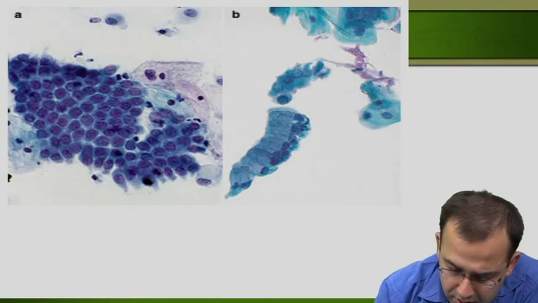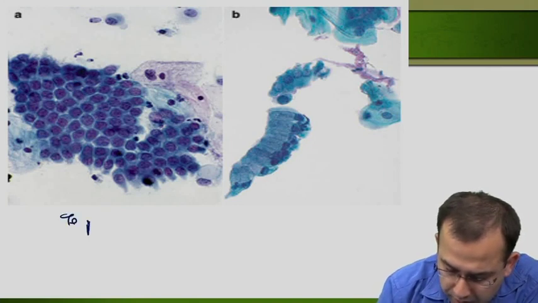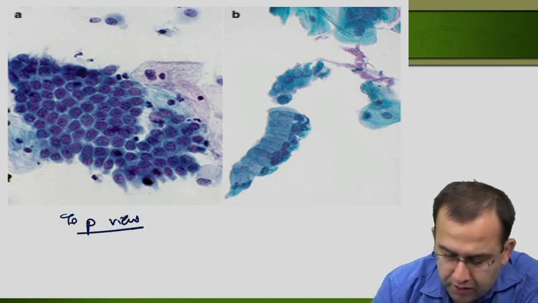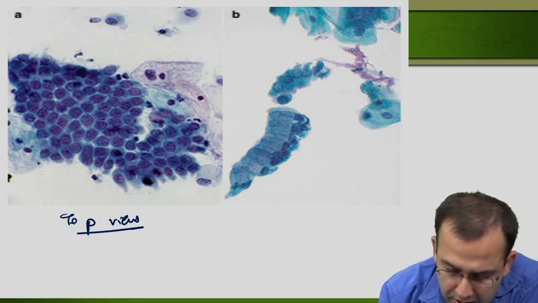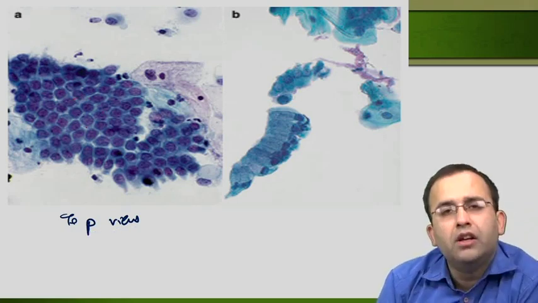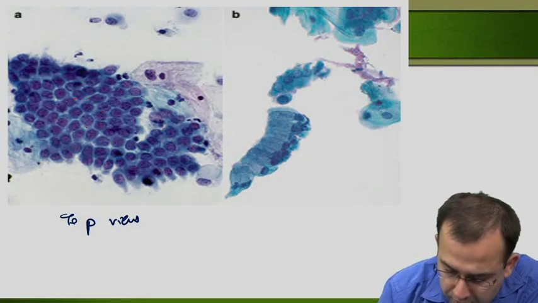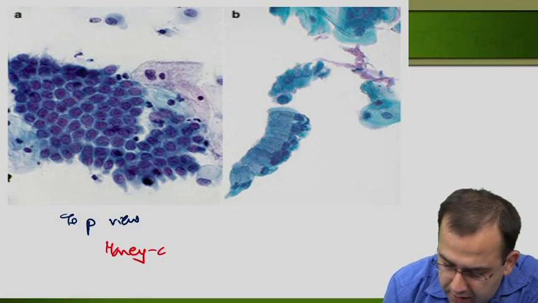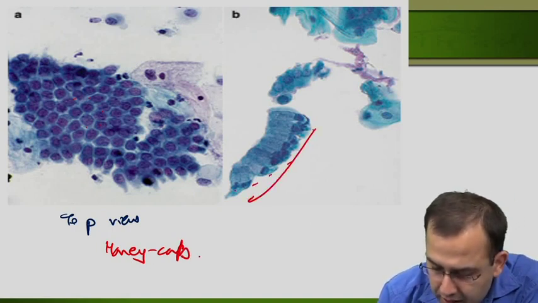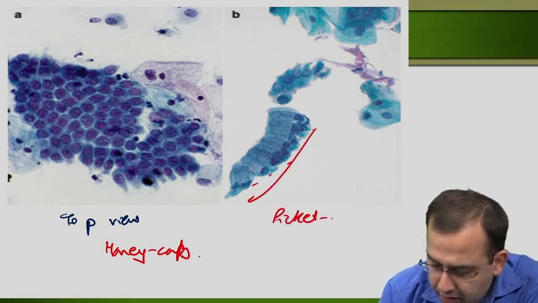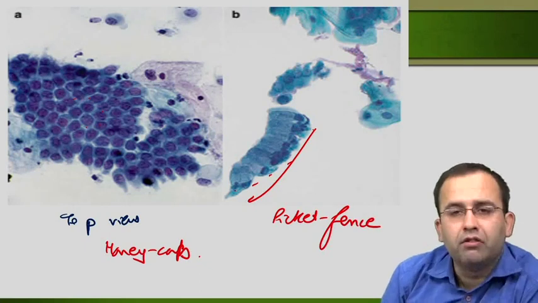Next, diagnosis. This is the top view of endocervical cells, in which the cells are present in clusters with some space in between, giving it the classical honeycomb appearance. Versus the side view, in which nuclear polarity is maintained, giving it the picket fence appearance.